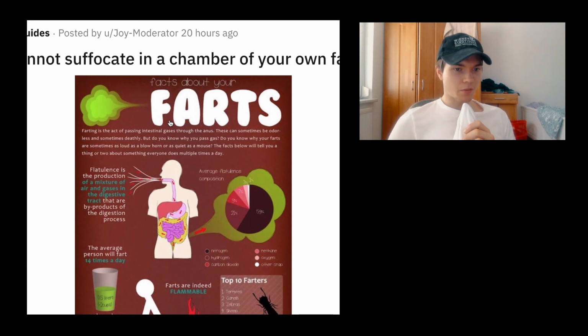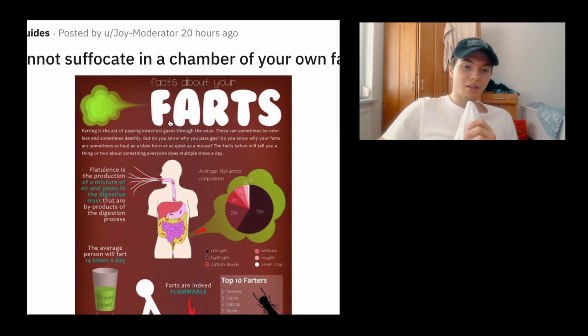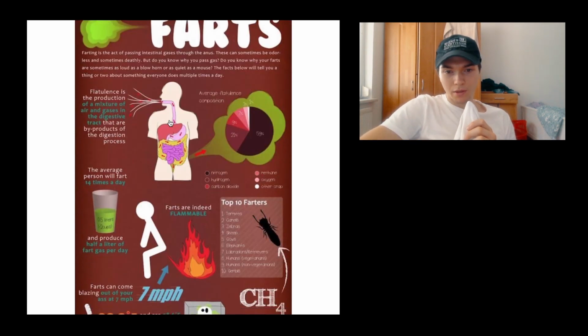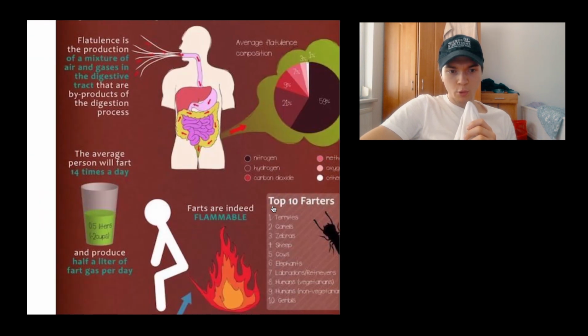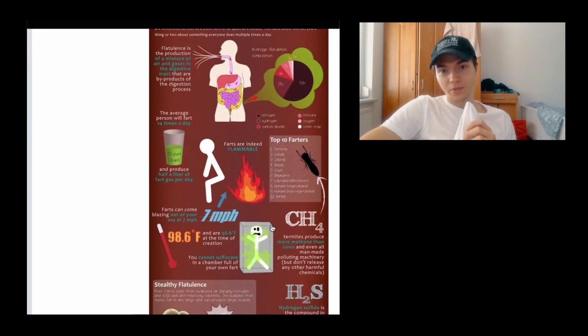Flatulence is the production of a mixture of air and gas in the digestive tract that are byproducts of the digestion process. Average composition: nitrogen, hydrogen, carbon dioxide, oxygen, other gases, 1%. Farts are indeed flammable. Top 10 farters: zebras, termites, camels, sheep, cows, elephants, from top to bottom. The average person will fart 14 times a day and produce half a liter of fart gas per day. For me, it is like just 30 liters.